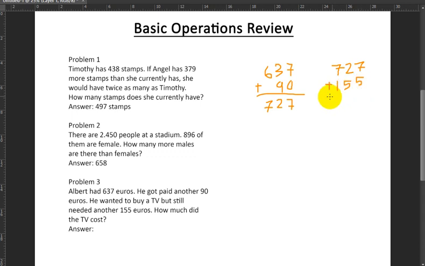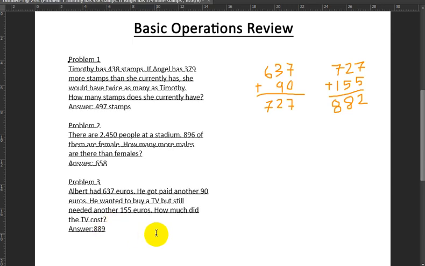7 and 5 makes 12. So I write 2, I carry 1. 2 and 5 makes 7, plus 1 that I carried over makes 8. 7 and 1 makes 8. So my answer is that the TV costs 882 euros, which is too much for a TV.